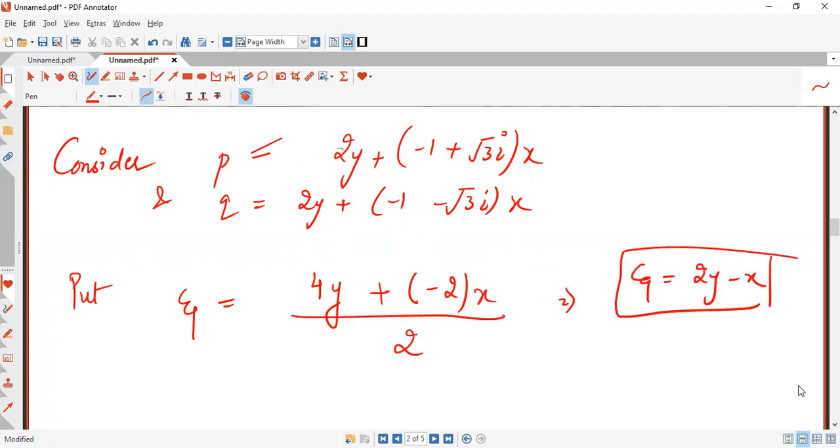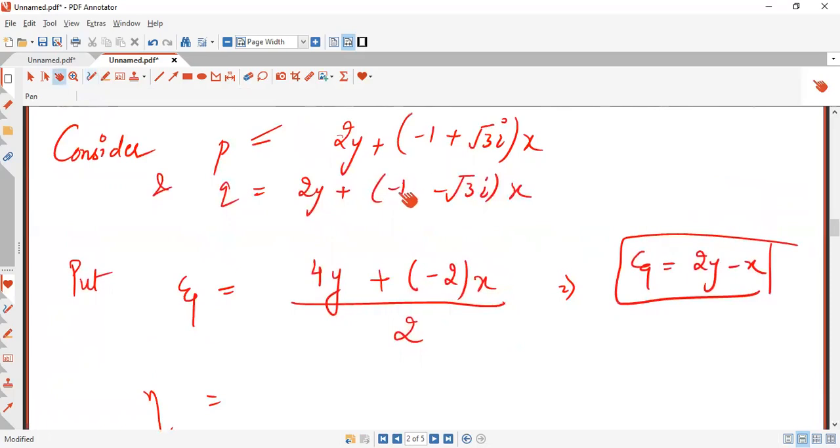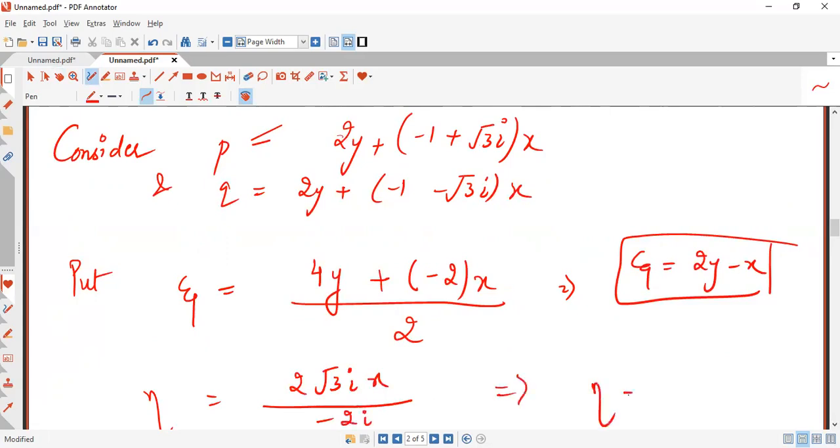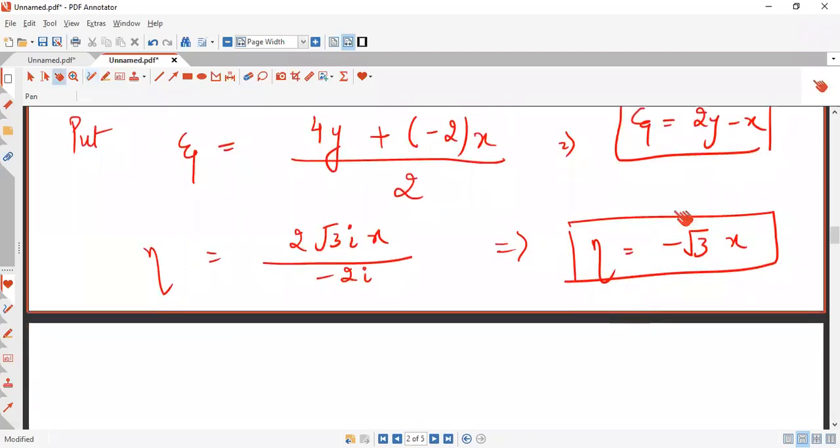And eta will be (p minus q) upon 2, right? So 2y minus 2y will get cancelled. Minus 1 minus of minus 1 will get cancelled. What is left out is root 3 plus root 3, 2 root 3 iota of x upon minus 2 iota. So eta will become minus root 3 of x, right? This will be the value. Now we have got xi and eta.